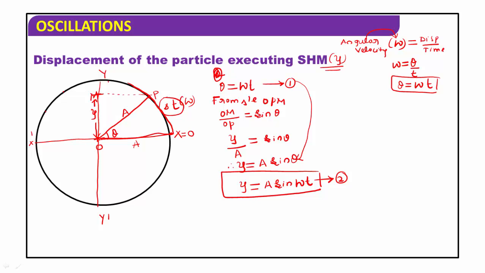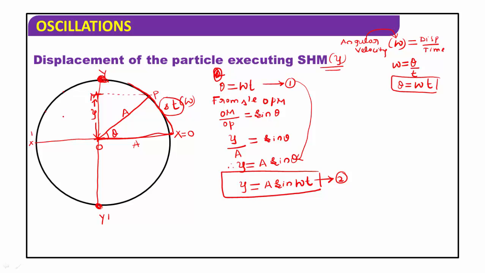When the amplitude of the particle is maximum, that is, when the displacement of the particle is maximum, at this point the displacement of the particle executing simple harmonic motion is maximum. At this point the angle is pi by 2.